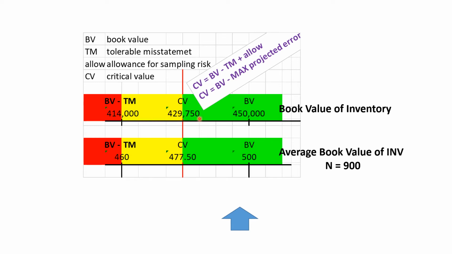What it's saying is, if our sample results are to the left of this critical value, then it's too close to tolerable error, tolerable misstatement. Now, since we're doing sampling, we take averages, and instead we can do 500, 477.5, and 460. If our sample mean is less than 477.50, that's just a different way of saying our projected error is too big. So hopefully you can see these two lines are the same thing. One's dealing with the absolute book value of the inventory. The other deals with the average.